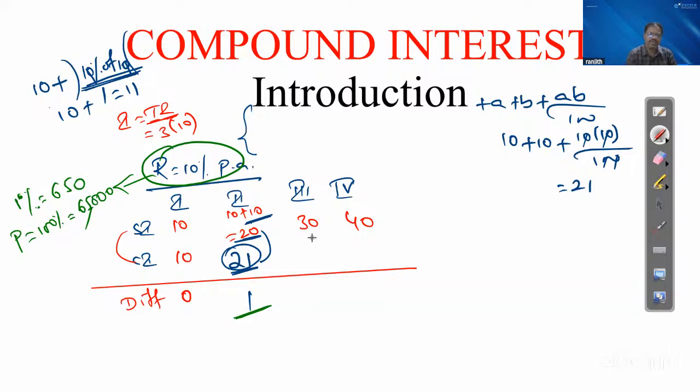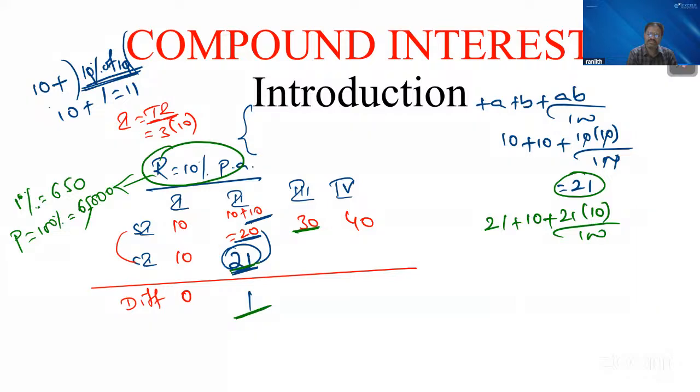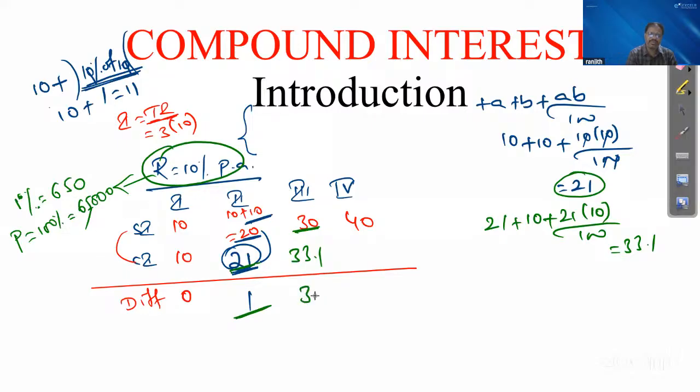So third year, how much interest are we getting? Total 3 years in SI will be equal to 10 into 3 equals 30. If I want to find out compound interest, already 2 years will be equal to 21. If I want to find out the third year interest, 21 plus 10, plus 21 into 10 by 100. So if I do the cancellation, I'm getting 33.1. So the difference between SI and CI at 10 percent per annum equals 3.1.